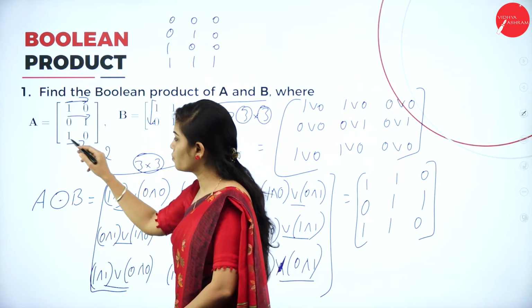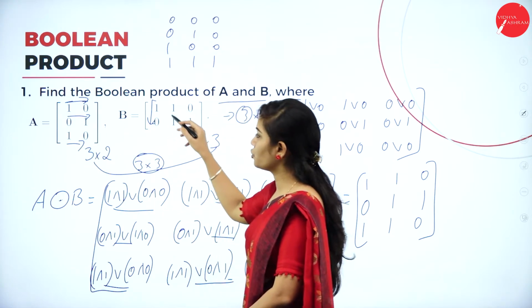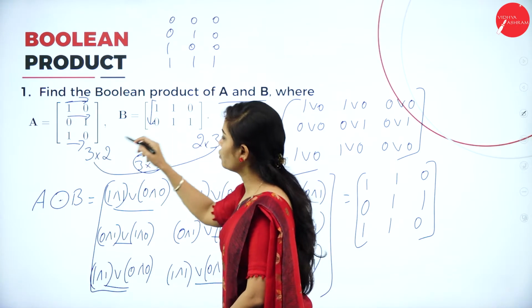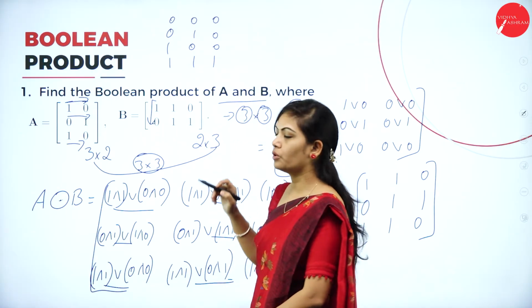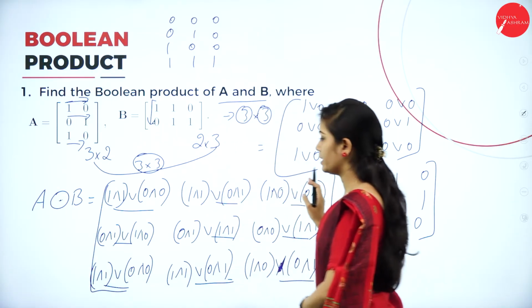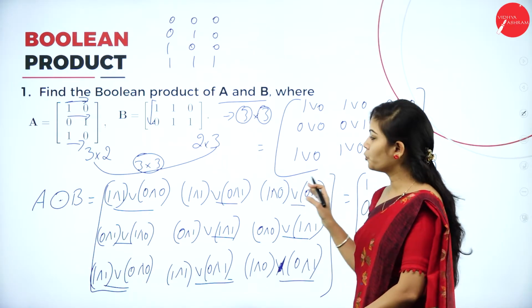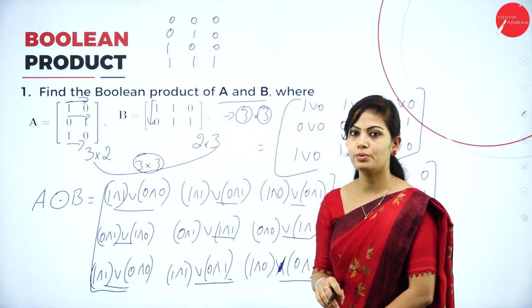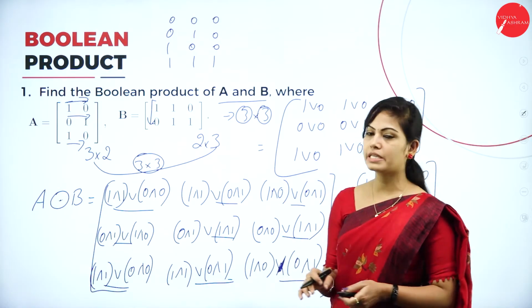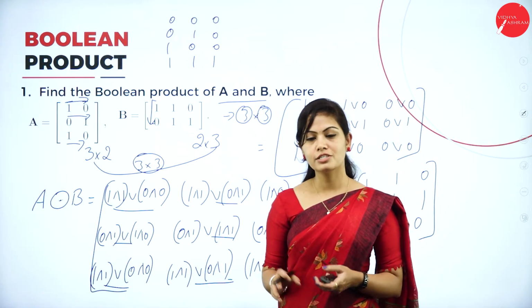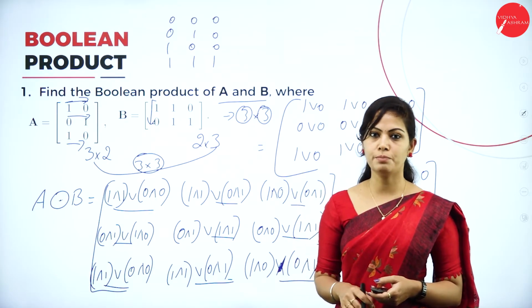And the third row is 1, 0. Multiply this 1, 0 with all the columns. 1, 0 with 1, 0, 1, 1, 0, 1. So you will get the final value in 0s and 1s. This is your Boolean product of A and B. It is a very simple concept. Already you have studied this in school days, right? So easily you can simplify this Boolean product.